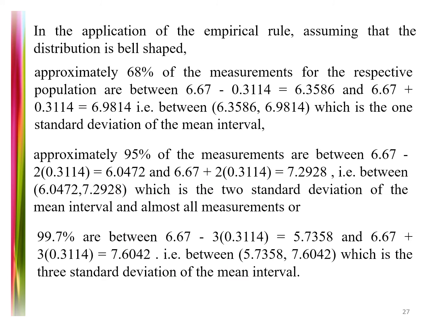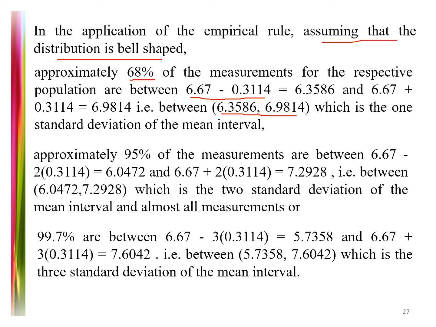In the application of the empirical rule, we assume that the distribution is bell-shaped, which is a very important condition. So we can say in this case 68% of the data fall within one standard deviation limit: the mean value minus one standard deviation, and the mean value plus one standard deviation. That means the interval is 6.3586 to 6.9814.